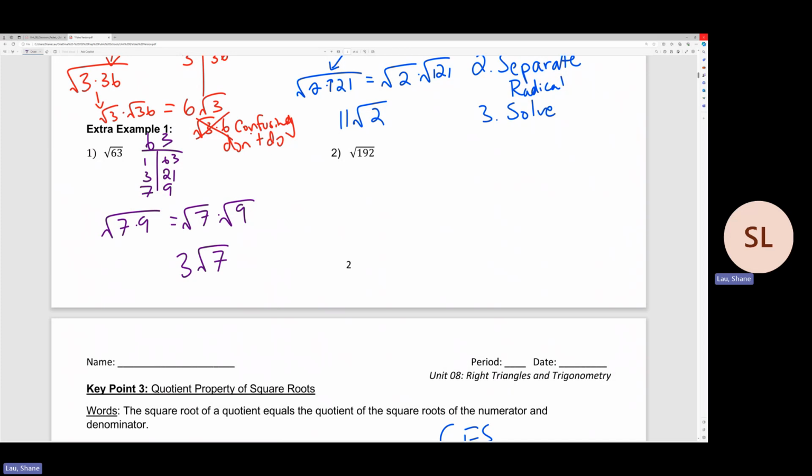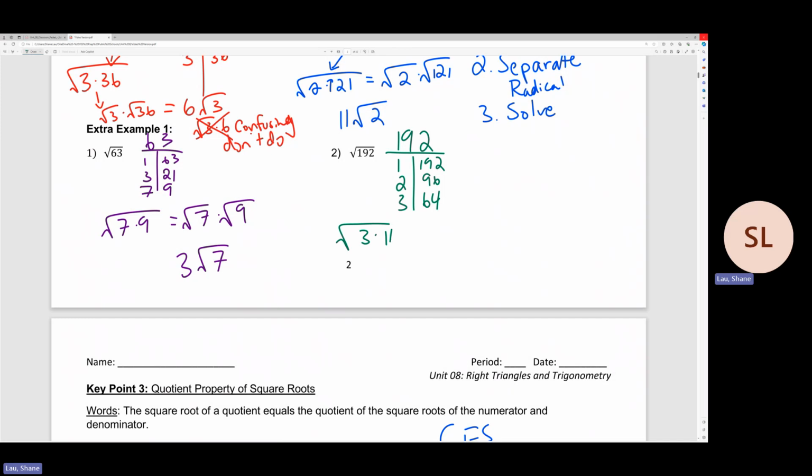Again, really recommend that you all stop the video and try it on your own first. Same thing with extra example 1, part 2. All right, got to be a little bit more specific here. Just like so, we're going to do the exact same thing. 192. So 1 times 192, of course. 2, and I believe this was 96. 3 and 64. Stop. 64 is my perfect square.